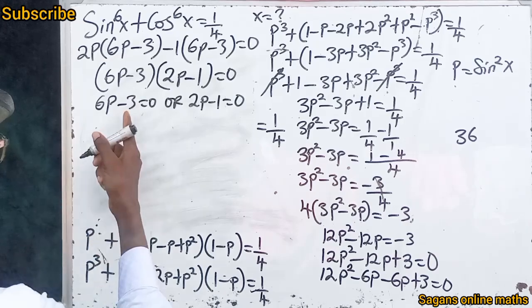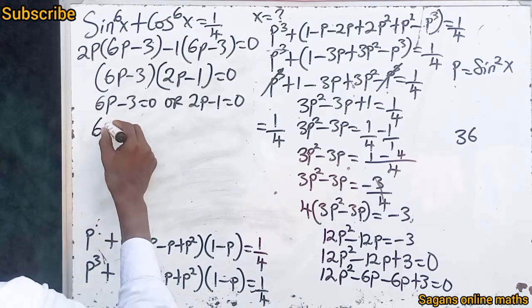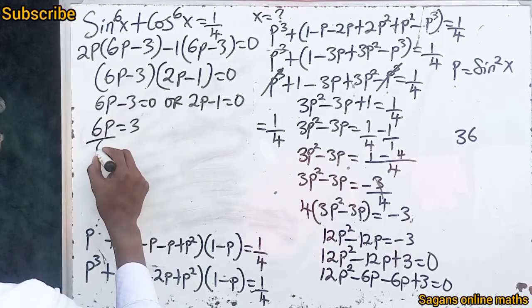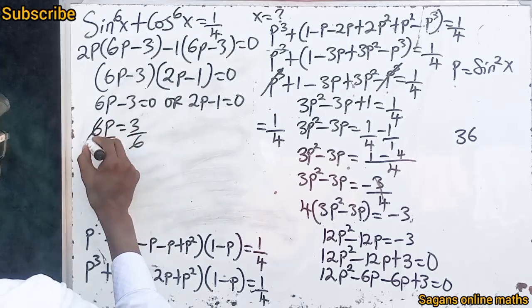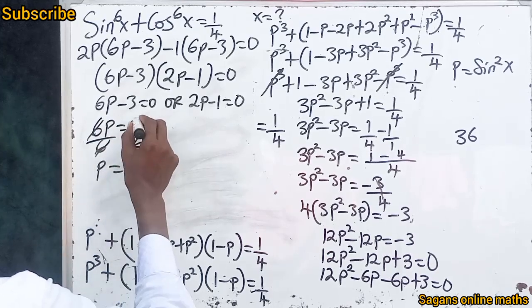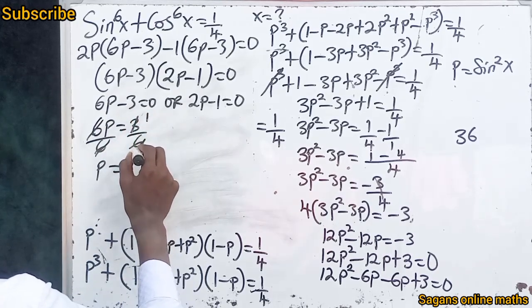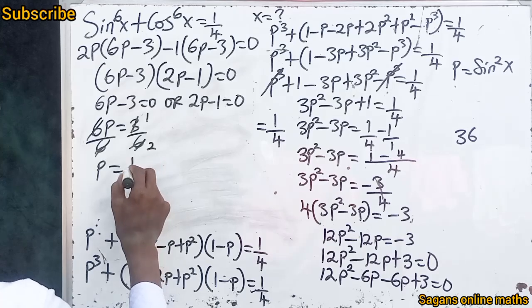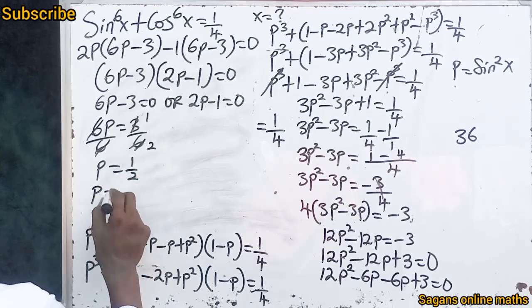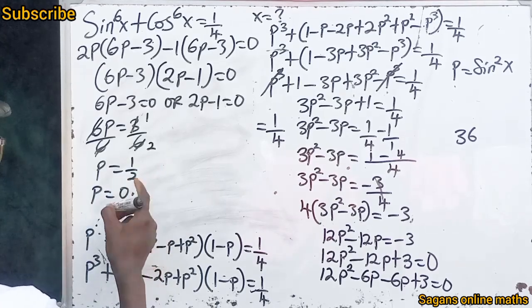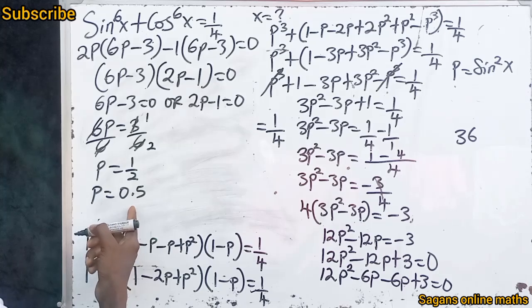Now let's add 3 to both sides. That means 6p will be equal to 3. Divide both sides by 6. Then p is equal to 3 into 3 is 1, 3 into 6 is 2. This is 1 over 2, or p is equal to 0.5.